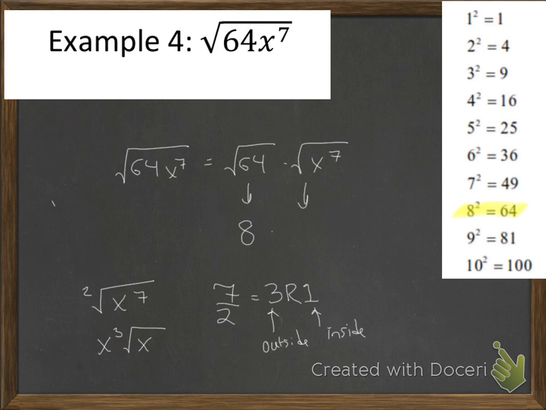So we'll bring this down. So we have 8 times x to the 3rd square roots of x. So my final answer is 8x to the 3rd times the square root of x. That is our final answer.